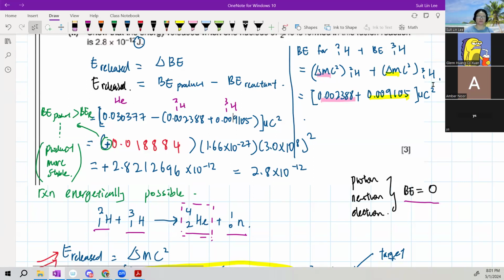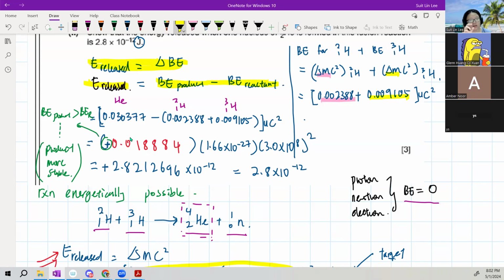Another way people can do it is obviously to calculate it separately. You do delta M c squared for 2-1H, then delta M c squared for 3-1H, you add them together, and then after that you bring it back and subtract. But I don't see a problem with putting them together. So in other words, we will need to think about energy release as the difference in binding energy. So we take the binding energy of the product minus the binding energy of the reactant.